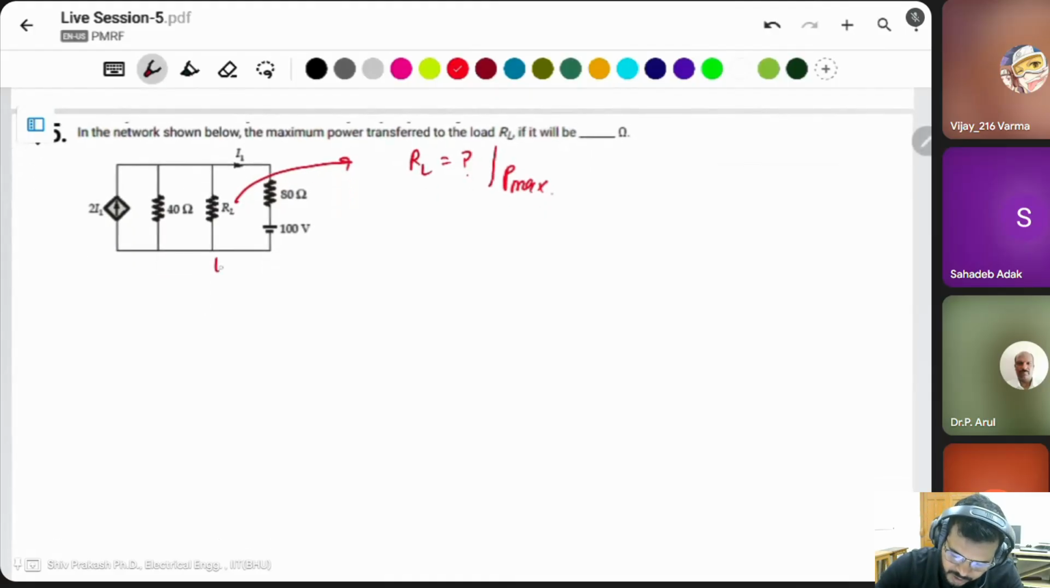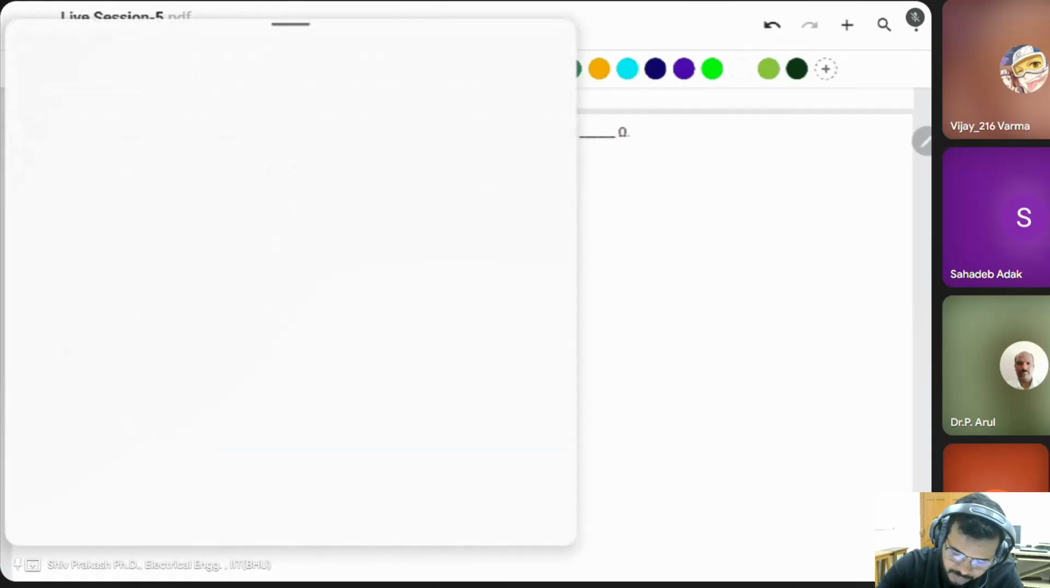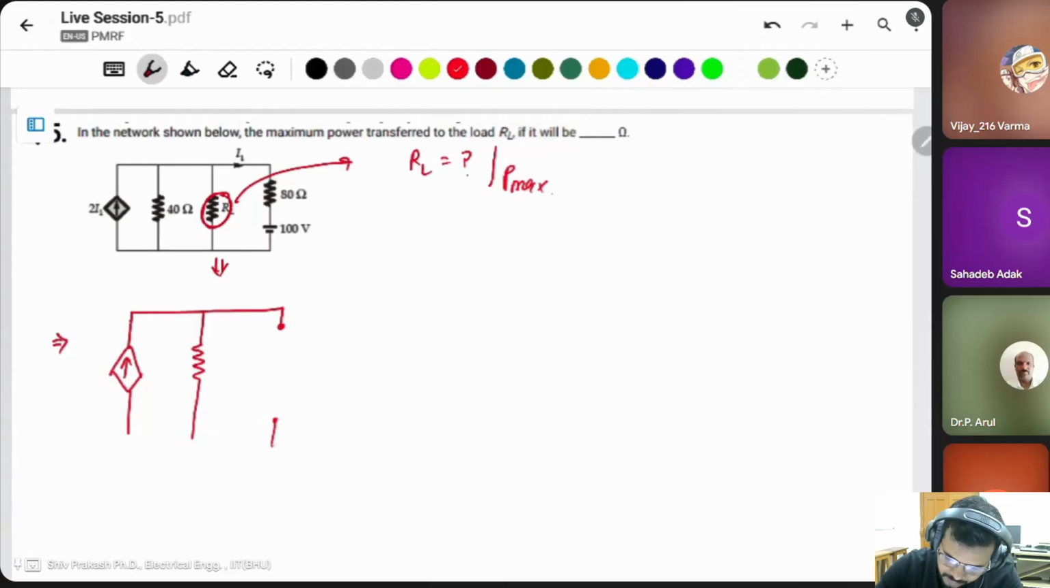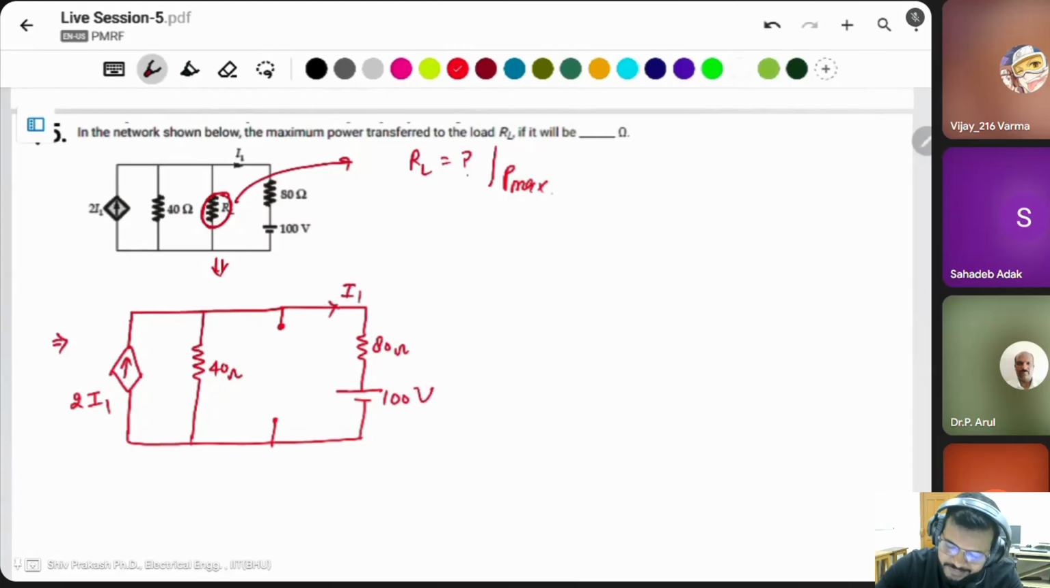This whole circuit, how can you find the VTH and RTH? Simply remove that resistor from the remaining circuit. This is 2 I1, this is the 14 ohm, 80 ohm, this is a 100 volt, and this is the I1. For a dependent source circuit, to find the RTH and VTH, simply apply the V-I method.